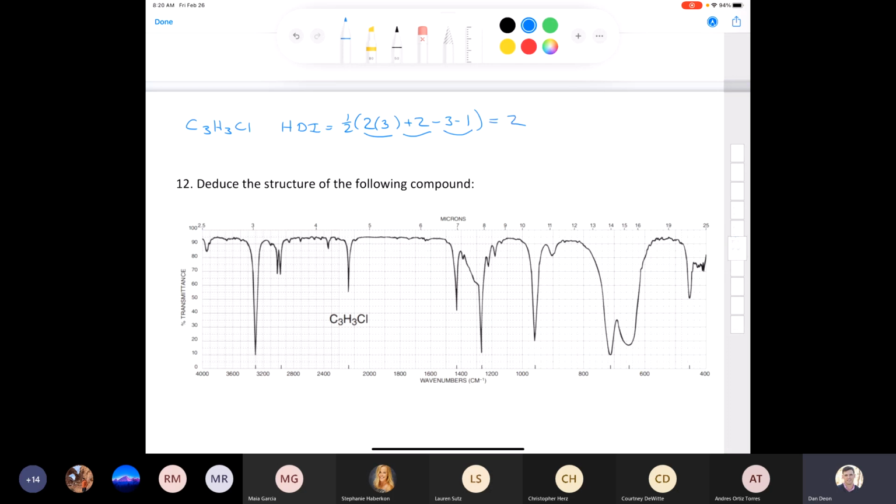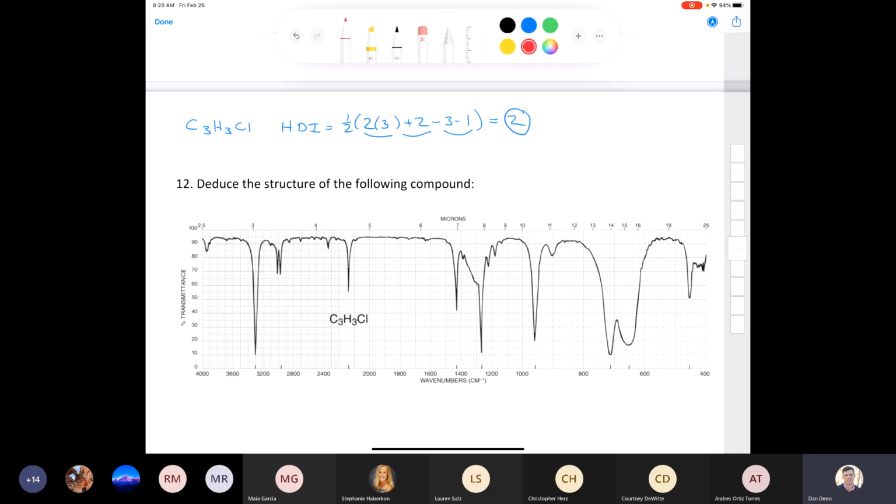So what are my possibilities when I have 2 units of unsaturation? I can have 2 pi bonds. I could have a triple bond. I could have a pi bond and a ring, right? I can have 2 rings, as we saw a few slides ago. So now that we know that we've got 2 units of unsaturation in this molecule, let's try to figure out what type of units of unsaturation we have.